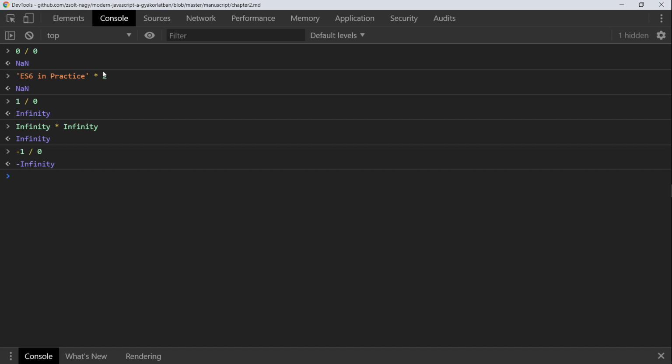I think it's 309. Let's try it out. So if we have 1e308, it means 10 to the power of 308. It still writes the value in the console. But if you have 1e309, then the result is going to be Infinity. Alright, that was it for the number data type.